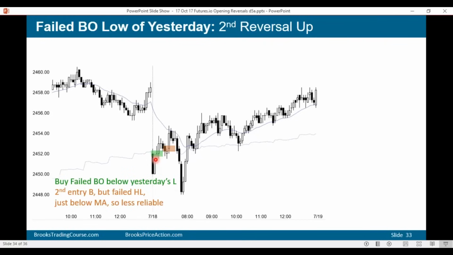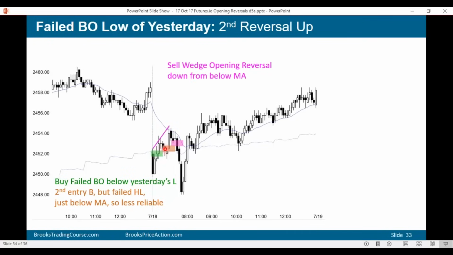Failed breakout below yesterday's low, immediate reversal at the 60-minute moving average, reasonable buy. And here's a second entry buy. Yesterday's low, reversed up, second entry buy, but then look what happened here. We're getting a wedge reversal at the moving average. So the bears see this as a bear flag. A gap down and then a pullback. And it's a bear flag at the moving average with a decent sell signal bar.